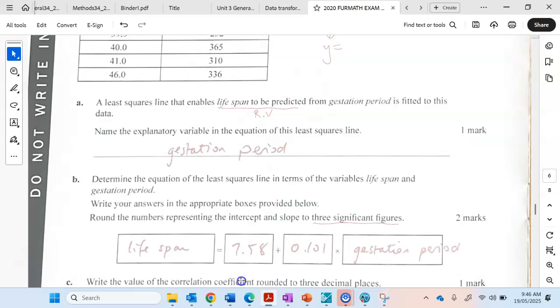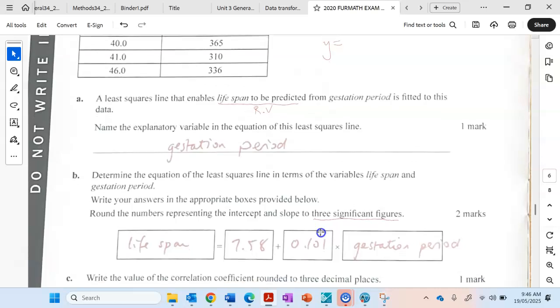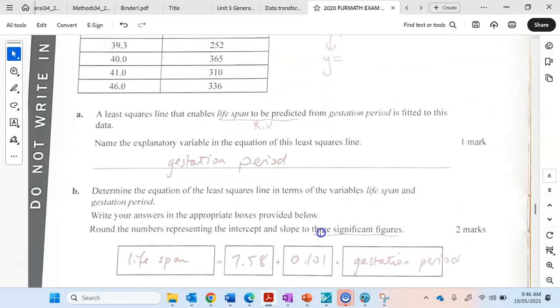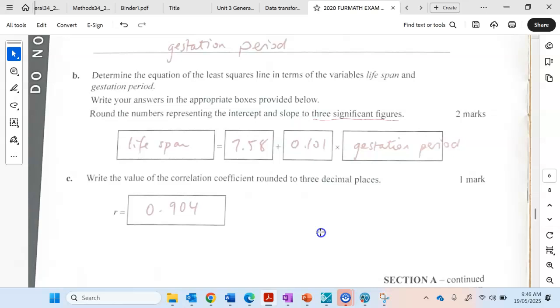All right, 3 significant figures. So we've got 7.58. Remember, significant figures is not the same as rounding. If you get stuck, you can use the S round function on your calculator. So perhaps go ahead and have another go at doing that one. You probably already still have the values in your calculator.